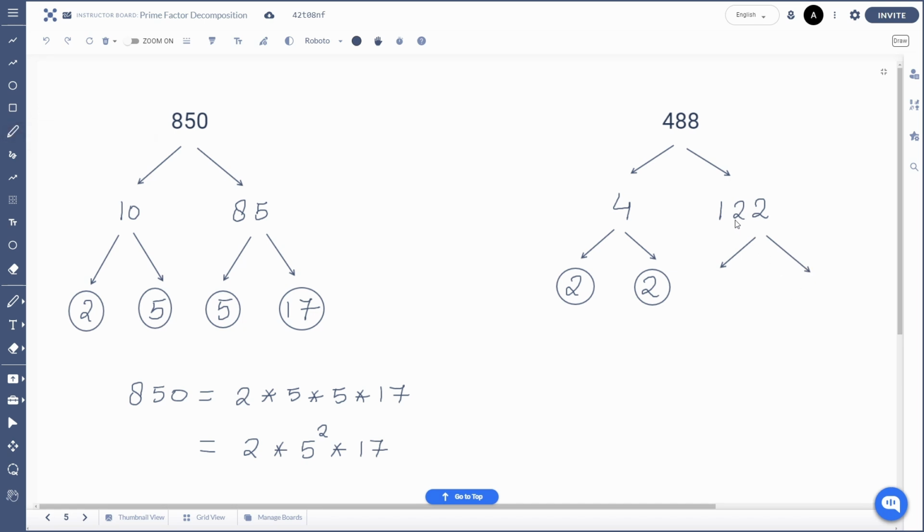Now again, 122. Let's begin with 2. That's a simpler number. And as we divide it by 2, we get 61. Okay, so this is how we've got it. 61 itself is a prime number, so we don't have to do anything else after that. We can simply represent our 488 as 2 times 2 times 2 times 61, or we can write it as 2 raised to the power of 3 times 61. That's it in this question.